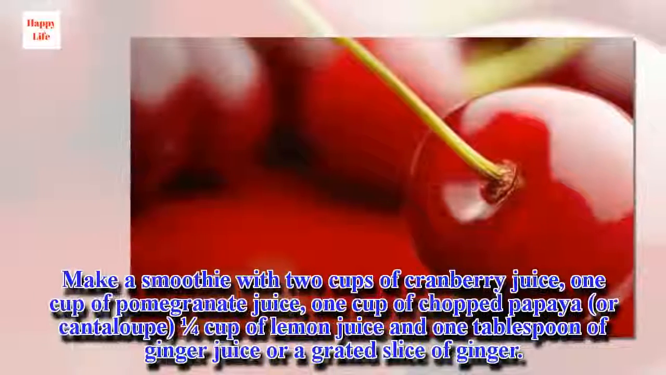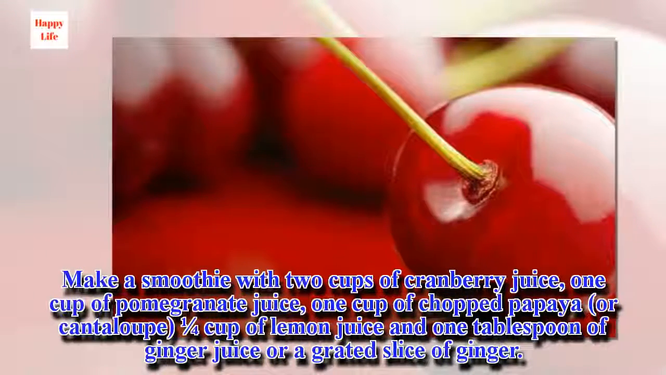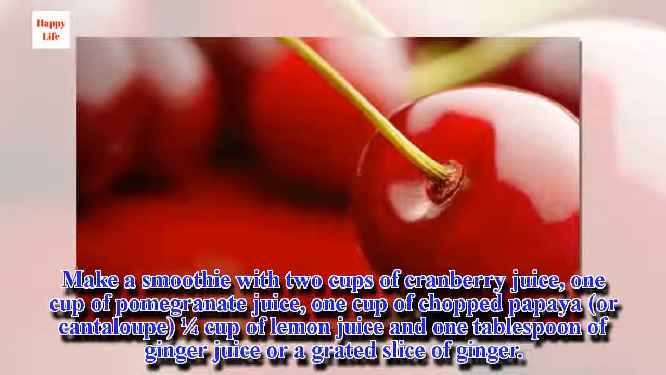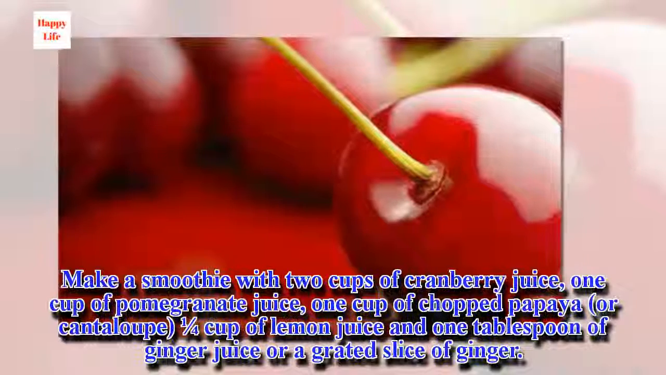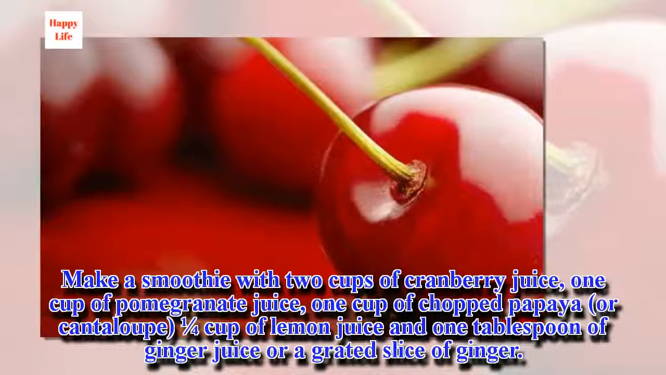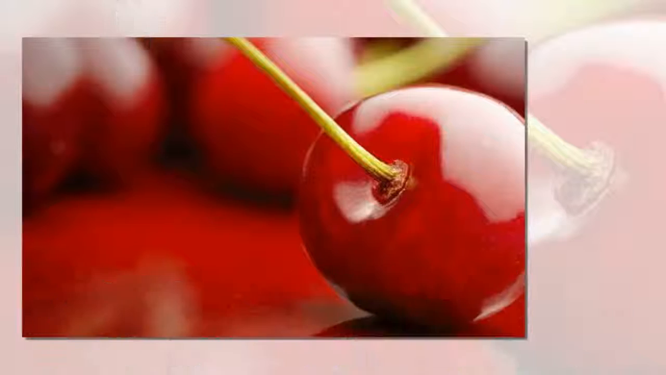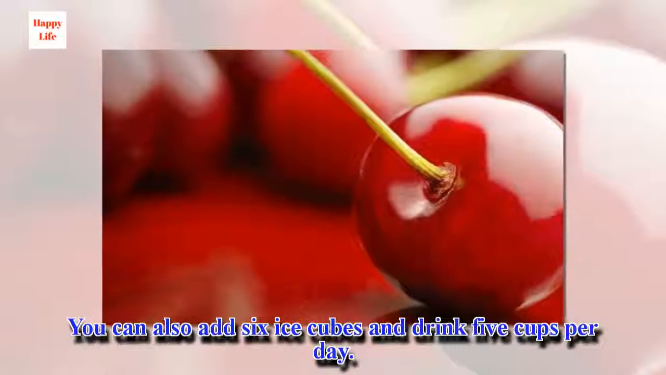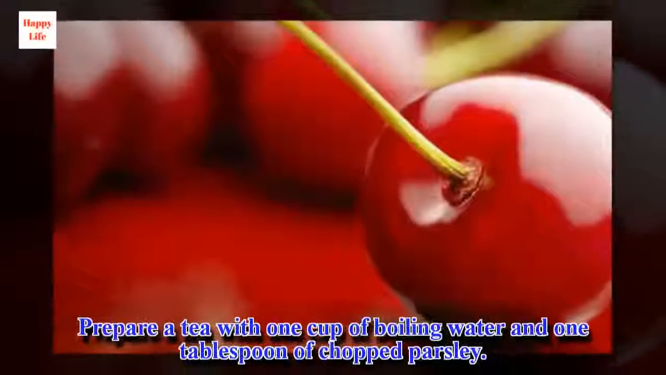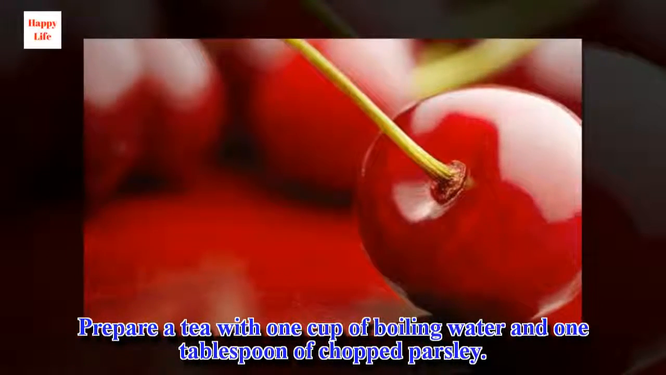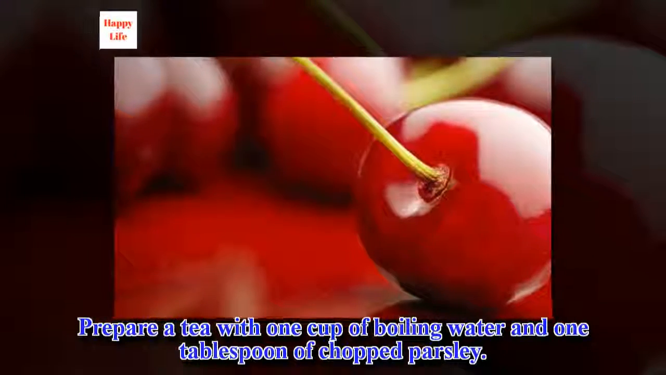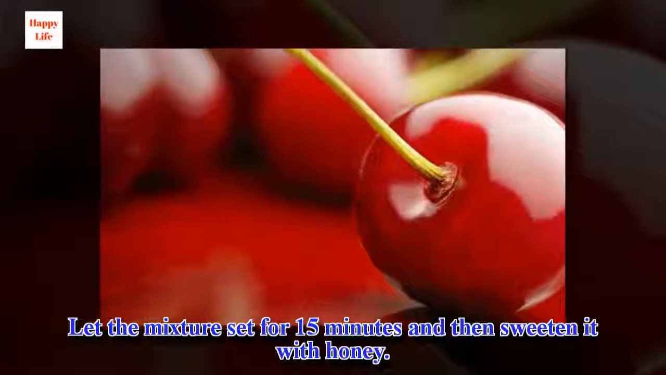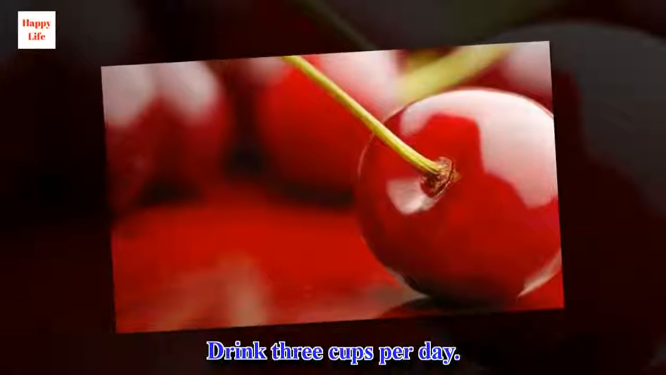Make a smoothie with 2 cups of cranberry juice, 1 cup of pomegranate juice, 1 cup of chopped papaya or cantaloupe, 1/4 cup of lemon juice and 1 tablespoon of ginger juice or a grated slice of ginger. You can also add 6 ice cubes and drink 5 cups per day. Prepare a tea with 1 cup of boiling water and 1 tablespoon of chopped parsley. Let the mixture set for 15 minutes and then sweeten it with honey. Drink 3 cups per day.